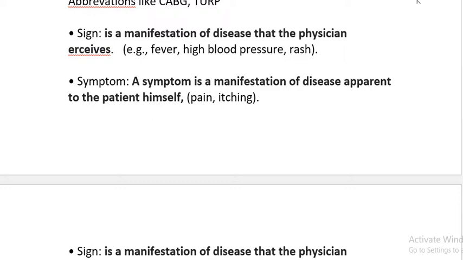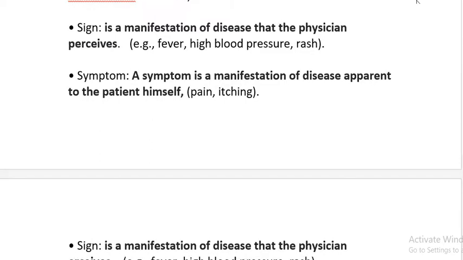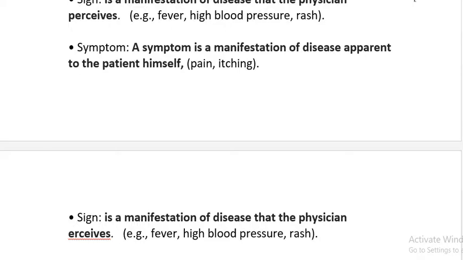So here we are going to learn signs and symptoms. A sign is a manifestation of disease that the physician perceives, like fever, high blood pressure, rash. All those things are identified by the physician. A symptom is a manifestation of disease apparent to the patient himself. For example, if you have pain, you will feel that, so that is a symptom. If your pain is diagnosed by the physician, it becomes a sign.